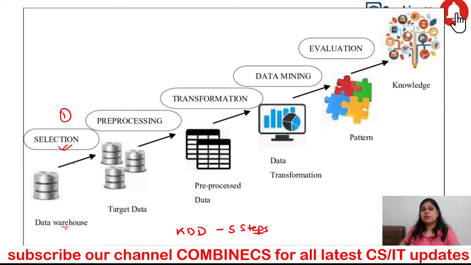Now after the selection of data you are going to pre-process that data. You should start extracting meaningful information. So this is step 2, the target data. You are targeting certain fields, and on the basis of that field or that requirement you are pre-processing that data.